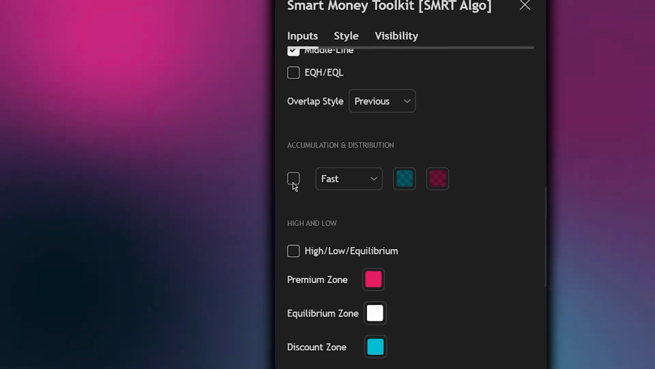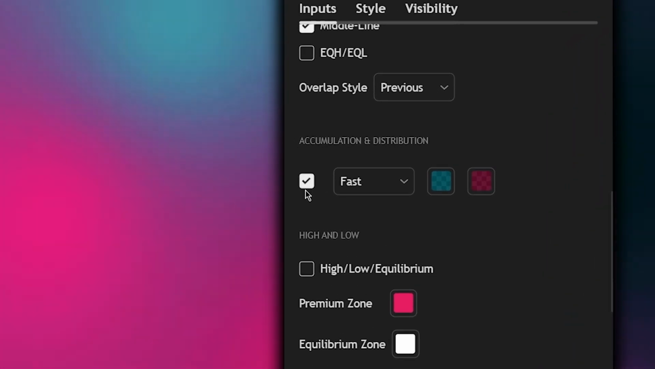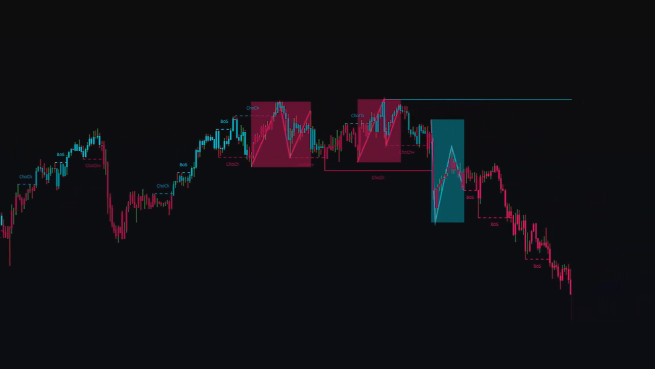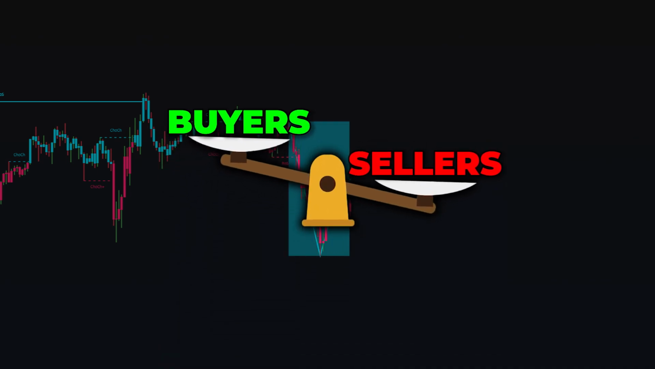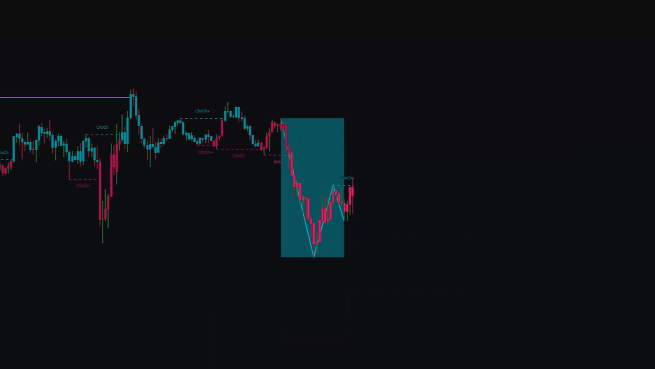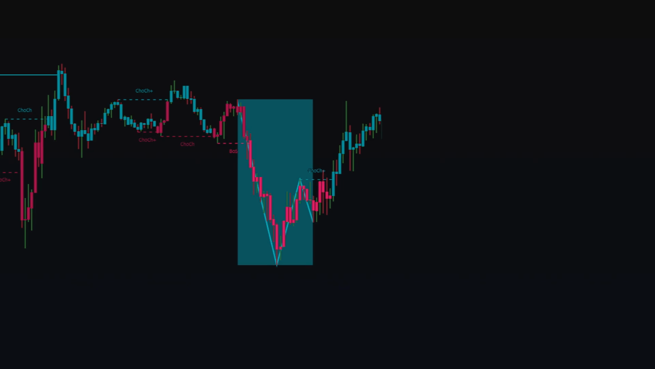Next game-changing feature is accumulation and distribution. These areas show you how smart money accumulates and distributes their positions. These often occur in ranging markets, where neither buyers nor sellers can reverse the trend into their direction, and these areas will help you spot in which direction the price is likely to go.